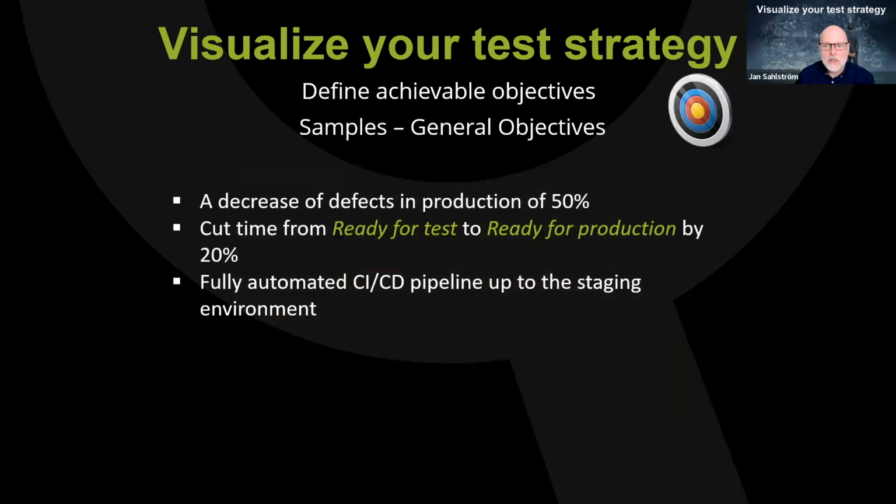Something that is a general objective could be to decrease the defects in production by a number, cut time from ready for test to ready for production, so you get quicker to market, or a fully automated CI/CD pipeline up to the staging environment. You can build your own objectives on a more general level. For some, you need to know what numbers you have today. I mean, you need to know how many defects you will normally get in production to be able to reduce them. But that goes with the territory. These are things that you can measure and you can go back on and say, okay, did we achieve our objectives or not?